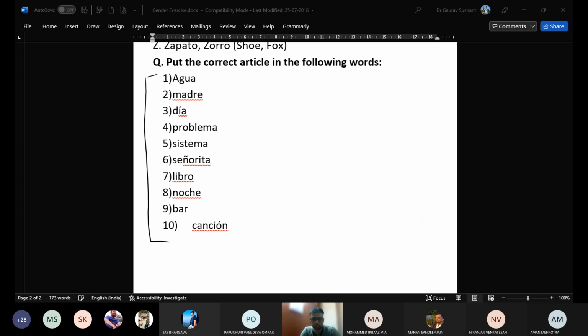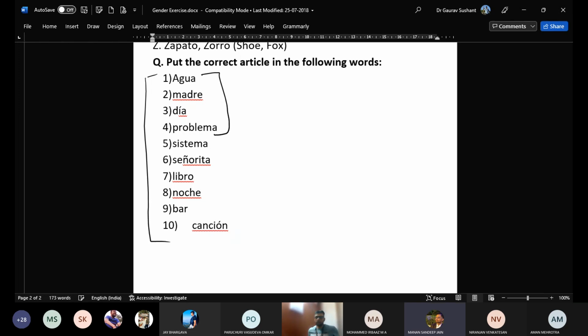So let us start the discussion of these questions. So let me ask this to any one of you again. Manan, can you try the first four quickly? These four, can you tell me whether they are masculine or feminine, telling me the correct article which has to be used?